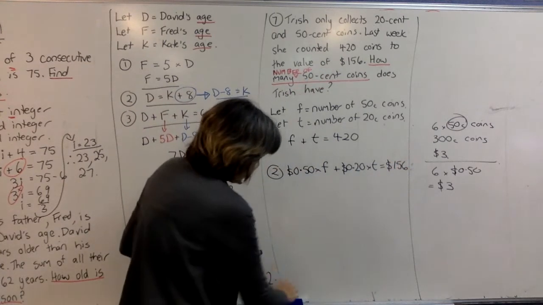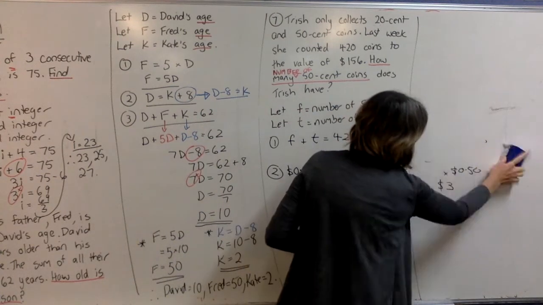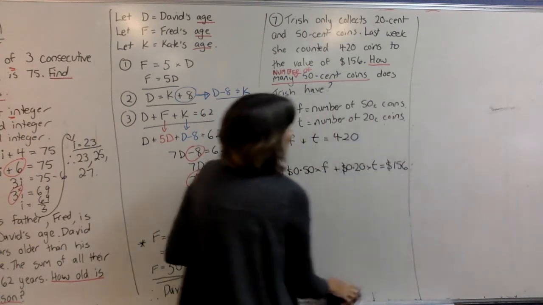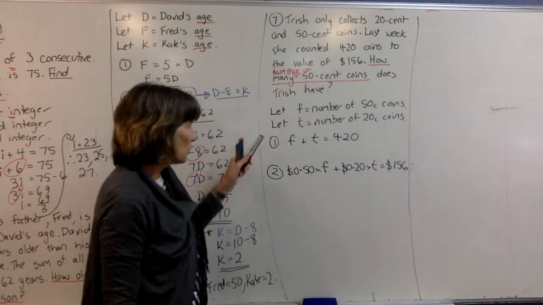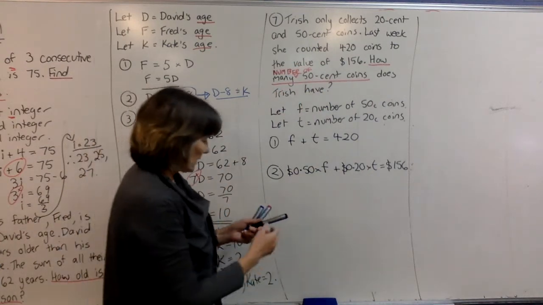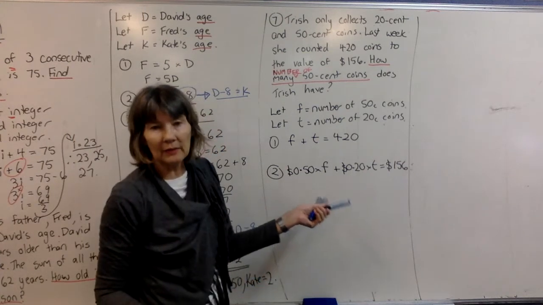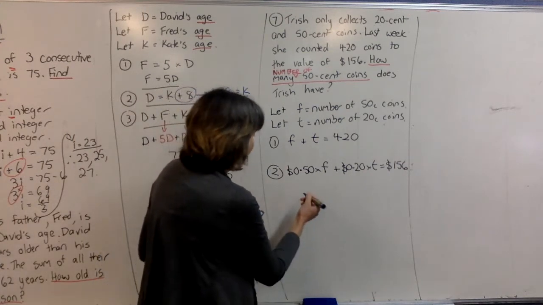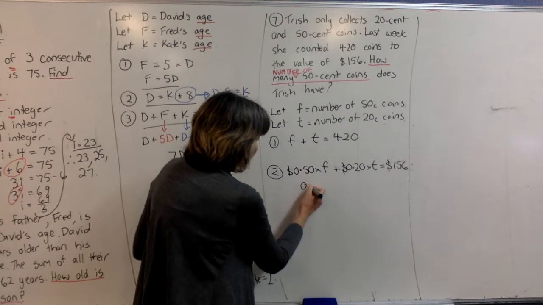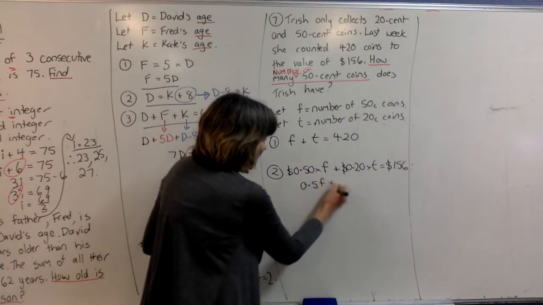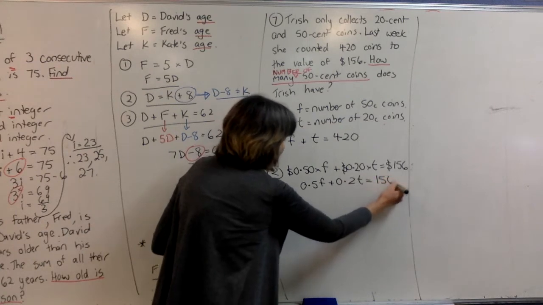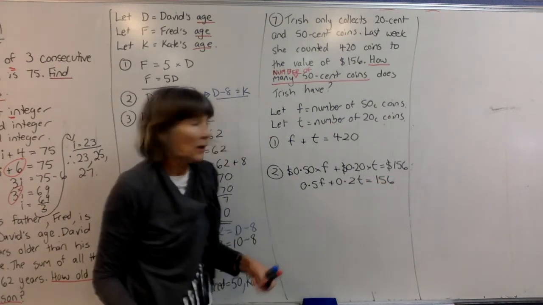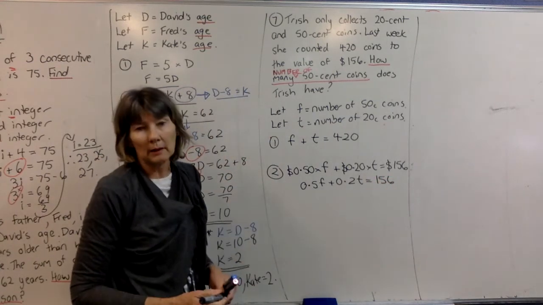Okay, so that's what they've told you. So in one sentence, they've actually given you 2 bits of information, the number of coins and the value of the coins. 2 different things. Okay, so we're just going to simplify this. I'm going to leave the dollar sign out and just simplify the decimals. So I'm going to have 0.5f plus 0.2t equals 156. All right, so we've got 2 equations now.